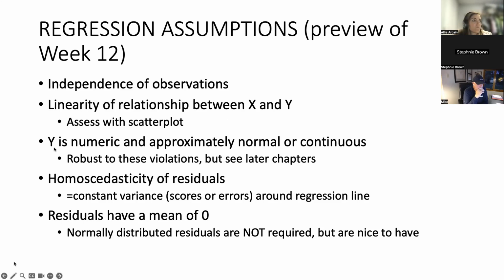The outcome does need to be numeric. It's better if it's approximately normal or continuous. It will still work if it's not, but we'll see in some of the later chapters things that we can do to change that. These two are the ones that we're really going to test a lot, along with the linearity. Homoscedasticity of the residuals, that's a mouthful. I kind of hold my breath every time I say it. What does that mean? We'll look at this in week 12.